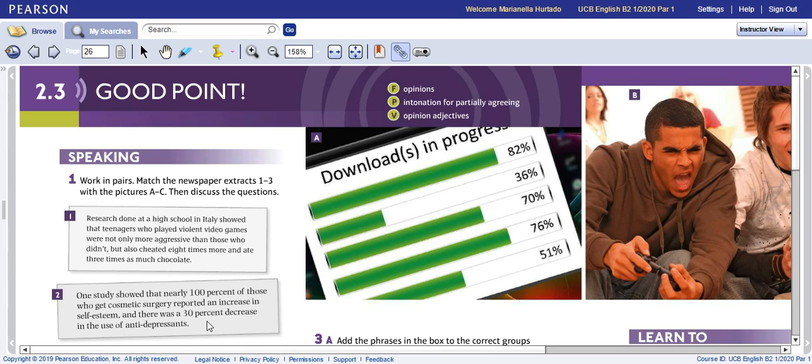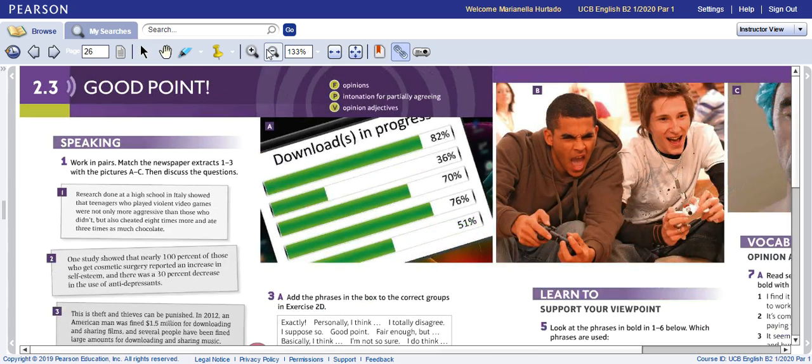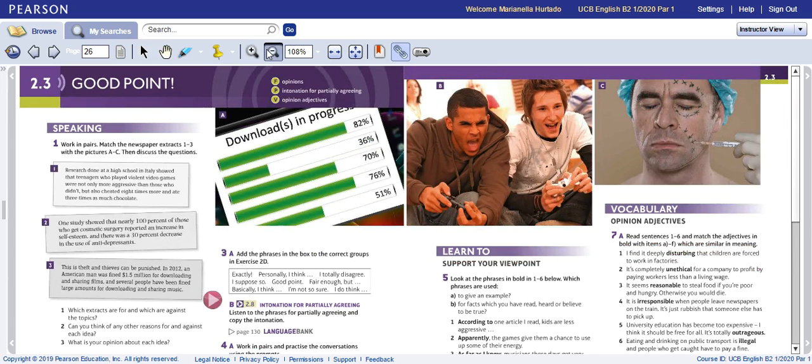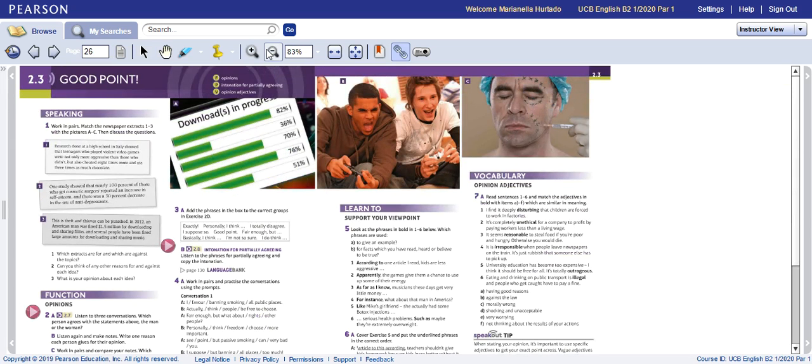So, let's get started. Number 1 says, work in pairs. Match the newspaper extracts 1, 2, and 3 with pictures A, B, and C. Then discuss the questions. So let me make this smaller for you. Okay, perfect. So this lesson is only 2 pages long, and I'm showing you both pages right now. And I'm going to go ahead and zoom it and make it more specific.